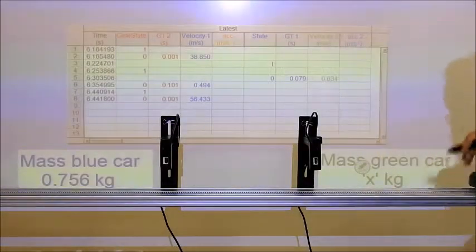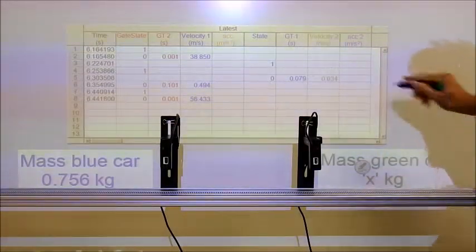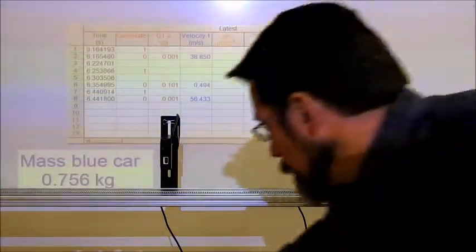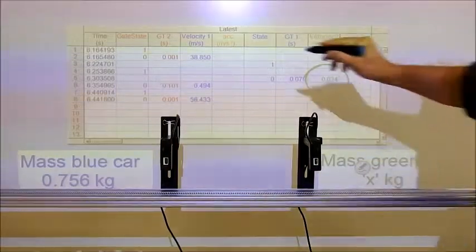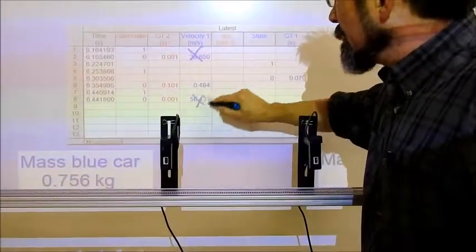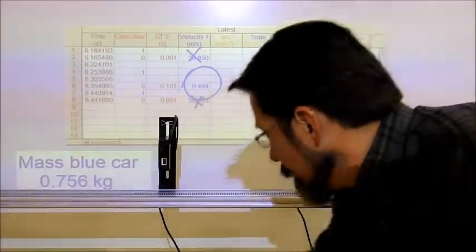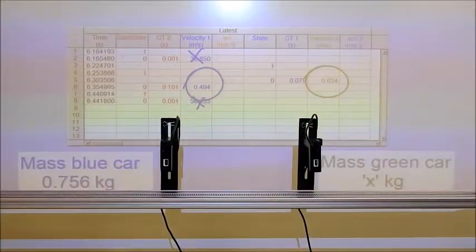Our velocity after the collision for the green car is 0.634, and our velocity after the collision, again these two don't make any sense, is 0.494 meters per second. So you'll need to record those.